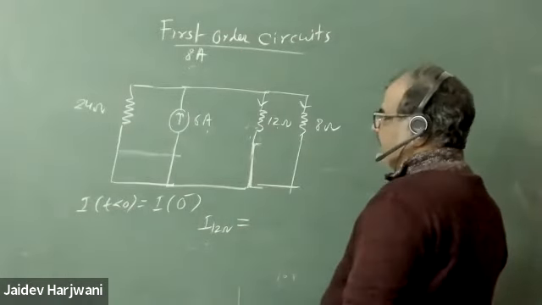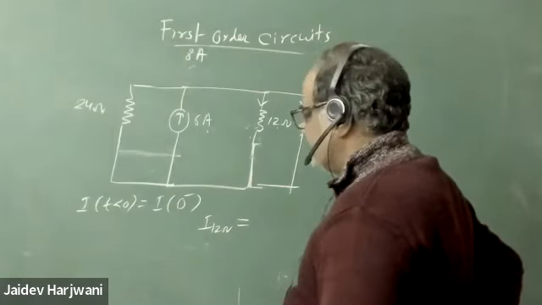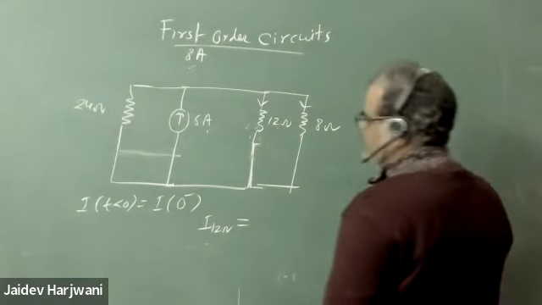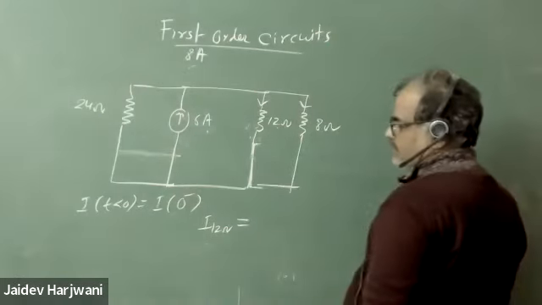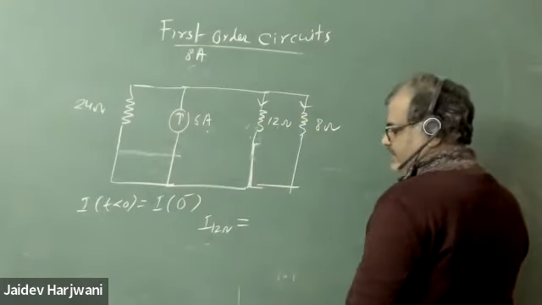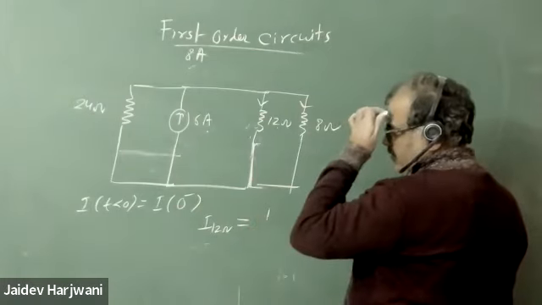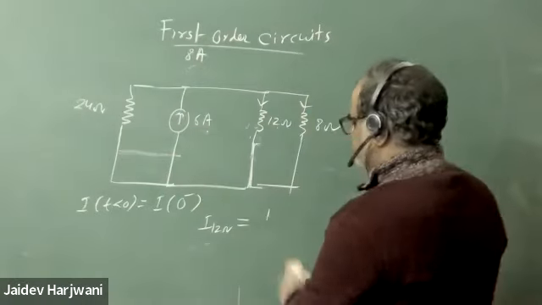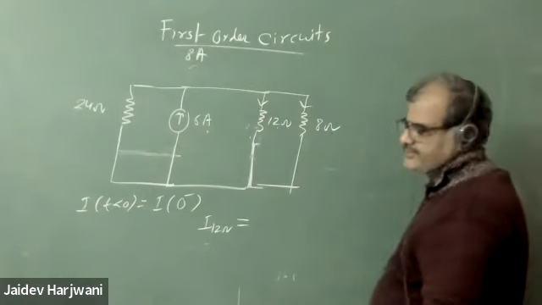So can I apply the current division law in 3 circuits? How do we do current division if you have more circuits? All have the same voltage. What was the formula? Total opposite resistance upon total resistance. That was for two resistances. If there are more than two resistances, then what is the formula?